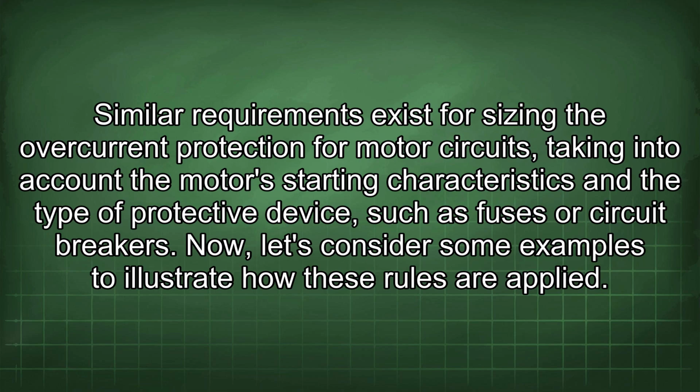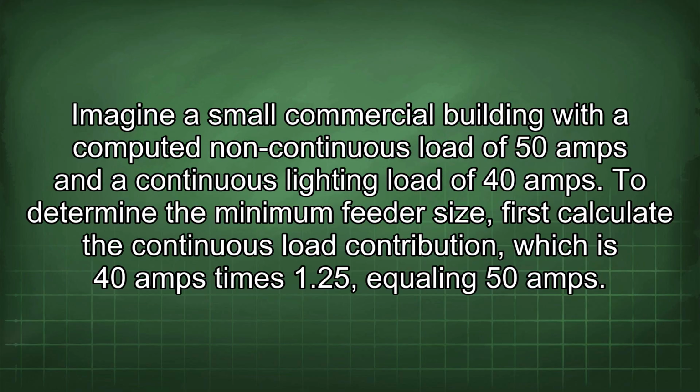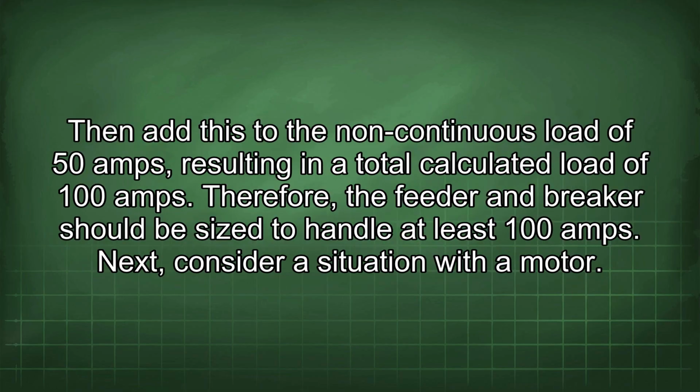Now, let's consider some examples to illustrate how these rules are applied. Imagine a small commercial building with a computed non-continuous load of 50 amps and a continuous lighting load of 40 amps. To determine the minimum feeder size, first calculate the continuous load contribution, which is 40 amps times 1.25, equaling 50 amps. Then add this to the non-continuous load of 50 amps, resulting in a total calculated load of 100 amps. Therefore, the feeder and breaker should be sized to handle at least 100 amps.